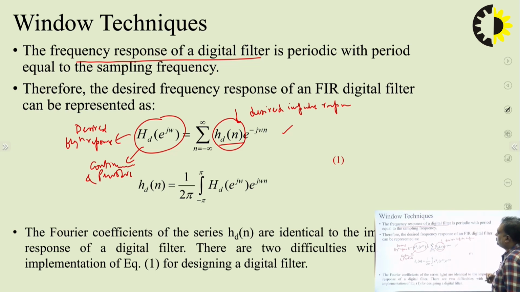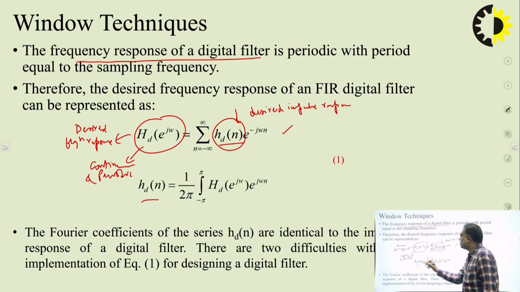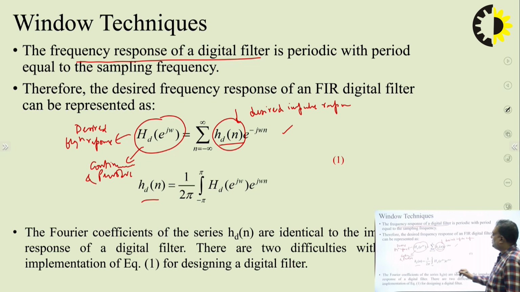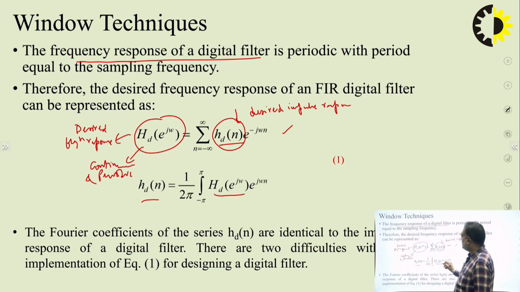Now we want to extract this impulse response from this equation. So we will use hd(n) equals 1 upon 2π integration from −π to π Hd(e^jω) into e^(jωn). Why are we using integration over here? Because the Hd(e^jω) that we are getting is continuous and periodic with period 2π. That's why the limit is from −π to π, and 1 upon 2π is basically the normalizing factor.